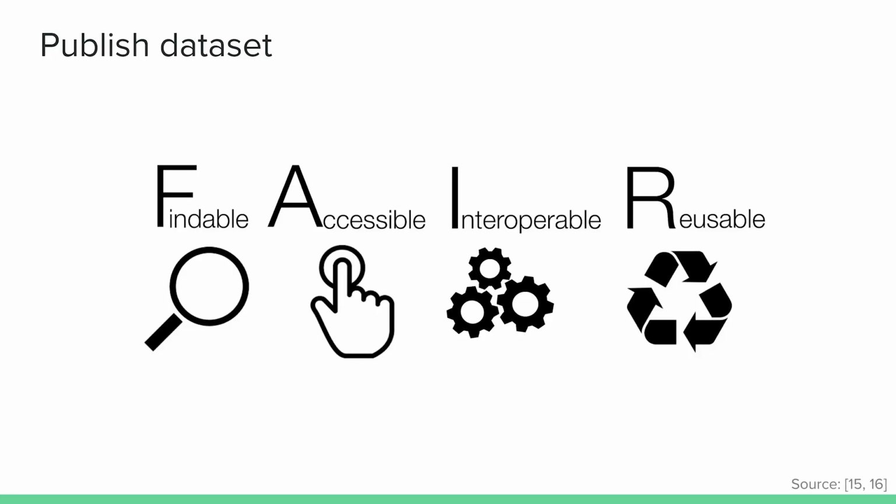When you publish your dataset, this is the guideline that I can give you. It's abbreviated with the four letters F, A, I, and R, FAIR. What it means is that your dataset should be findable. In more detail, it means that you should have something like a globally unique and ideally persistent identifier, so people can find your dataset if they want to use it.